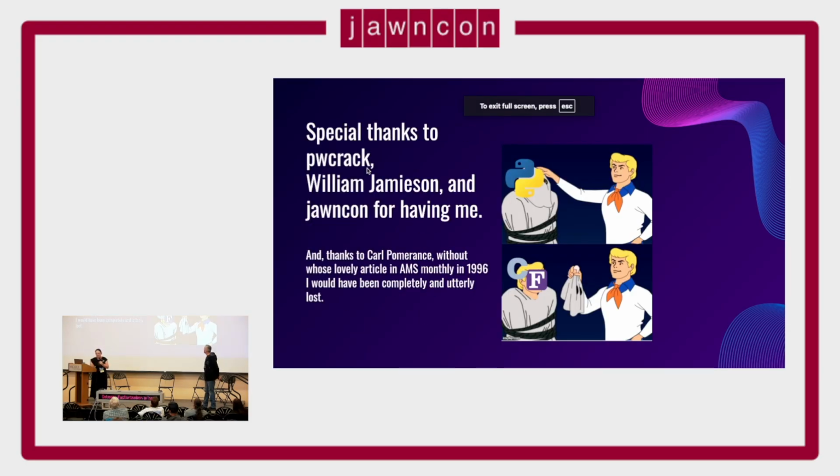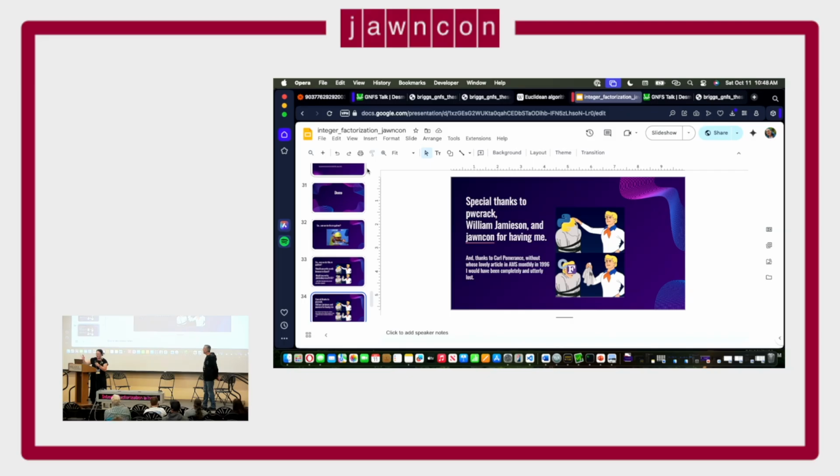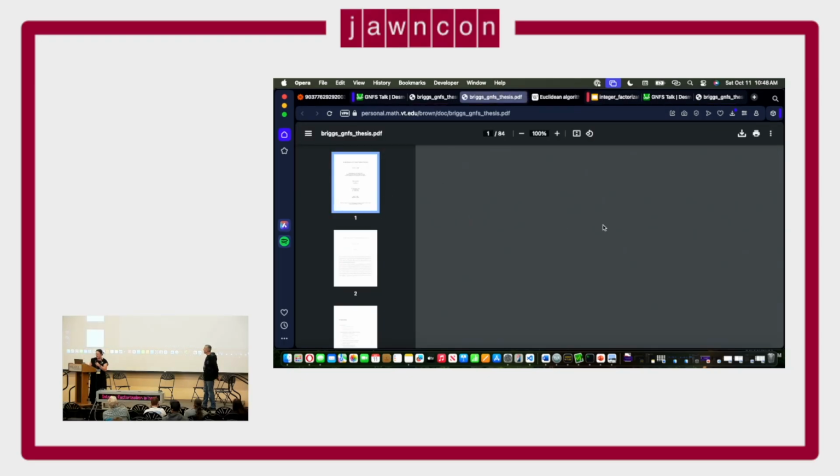I'll pull up the code in just a second, but I definitely don't want to forget that I really, really appreciate PW Crack coming to me with this question. I would love to walk through a mapping from the quadratic sieve into the general number field sieve for you. You have to take my word for it that if you understand the fundamentals of the quadratic sieve that we just walked through, you can understand the general number field sieve.